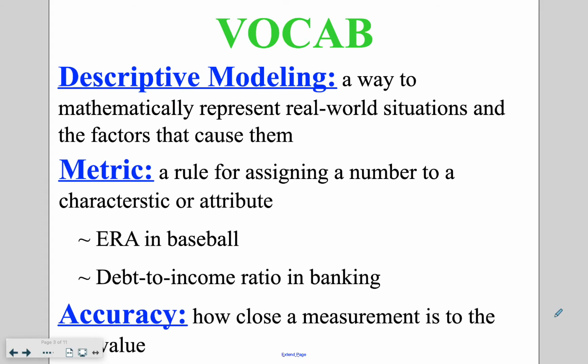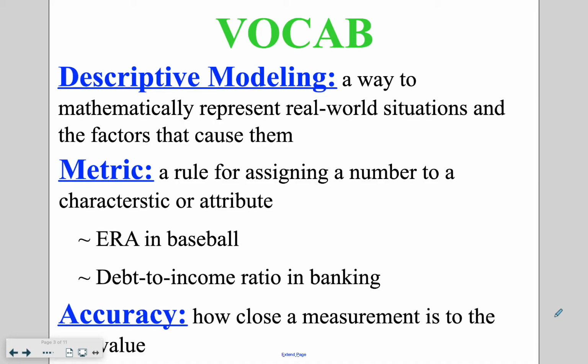First, a descriptive model is a way to mathematically represent real-world situations and the factors that cause them. So a descriptive model is trying to form a metric, which is a way to assign a number to a characteristic or attribute. So, for example, we have ERA, earned run average in baseball. It takes the different quantitative measures of a pitcher's game, so things that you can get from the statistics, and puts them into one single measurement, one metric, to compare how well pitchers are doing.